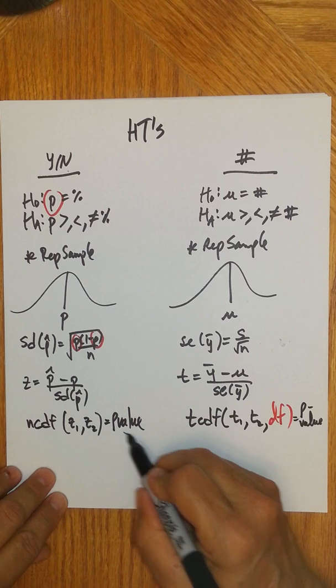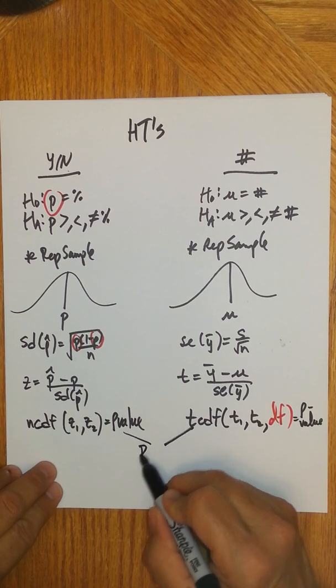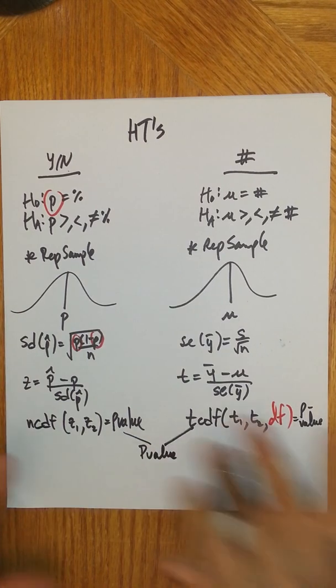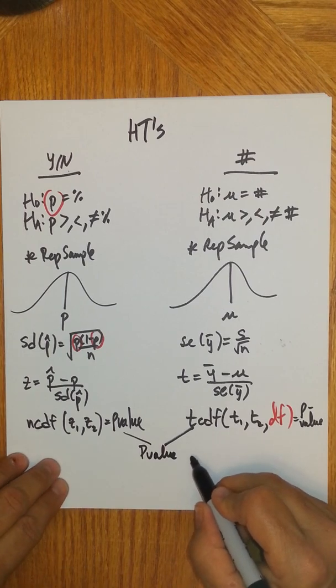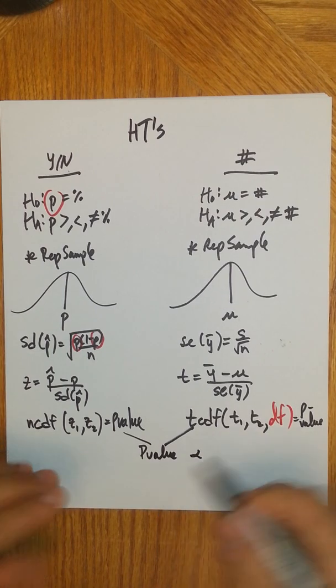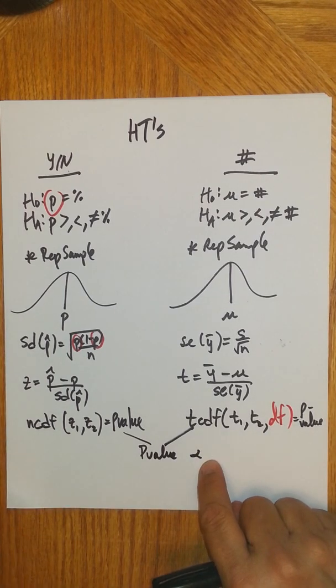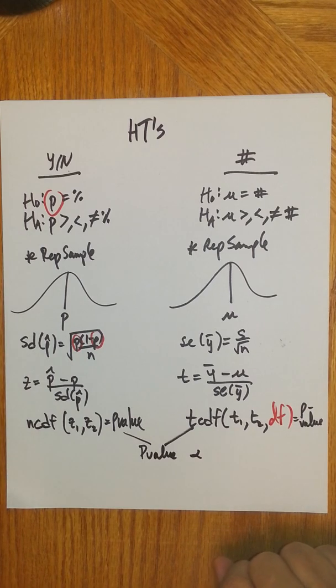But once you have your p-value, then they're the same again, because you compare it to the significance level alpha. If the p-value is less than alpha, you reject the null and say there's strong evidence for the alternative. If the p-value is greater than alpha, you do not reject the null, and you say there's not enough evidence for the alternative. All right? So that's a general overview. Thanks so much for listening.